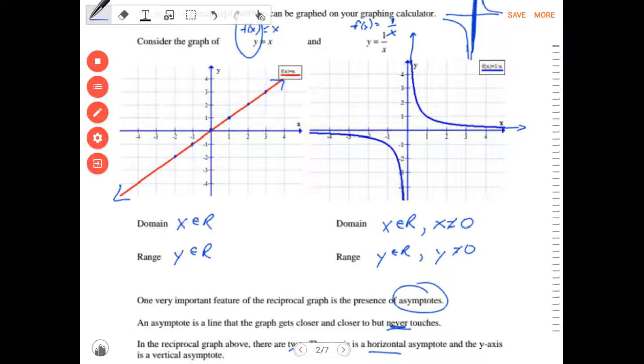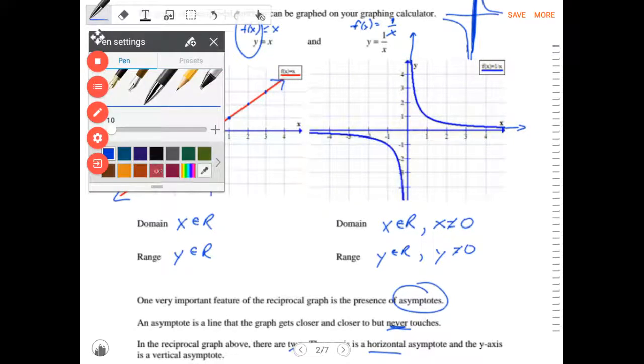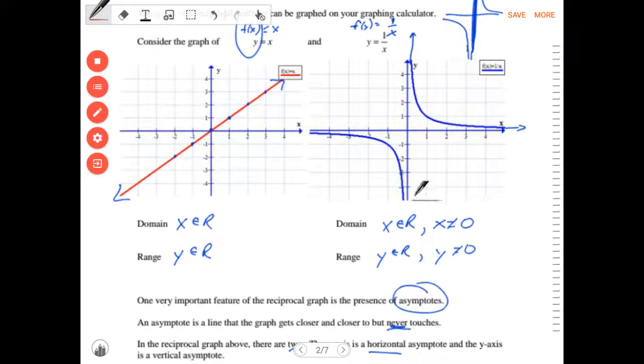Okay, tell you what, if I draw in red here for a second. So this line here, that's the vertical asymptote, and my graph gets closer and closer to it, but never touches. The horizontal asymptote is the x-axis. That, of course, is the line y equals 0. And our graph here gets closer and closer to that.